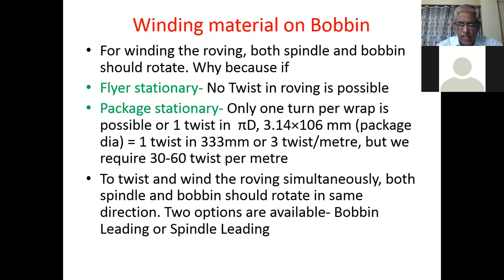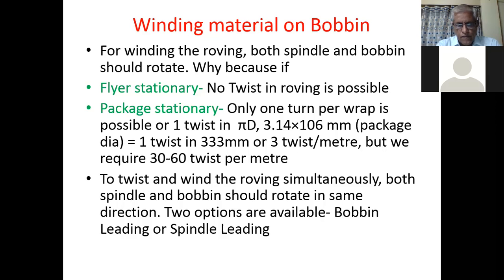Actually, we are studying why there is a need of revolving the flyer and bobbin, or package, also. Is there any possibility that only the flyer should move or only the bobbin should move? And why should there be a difference in the speed? So today we are studying two cases. Suppose the flyer is stationary, then twist will not be possible in the roving. That's why it is necessary to move the spindle, and ultimately the flyer will also be moving because the flyer is mounted on the spindle.